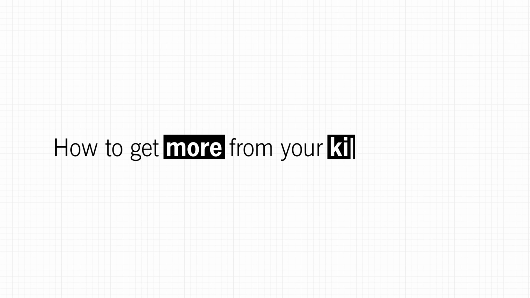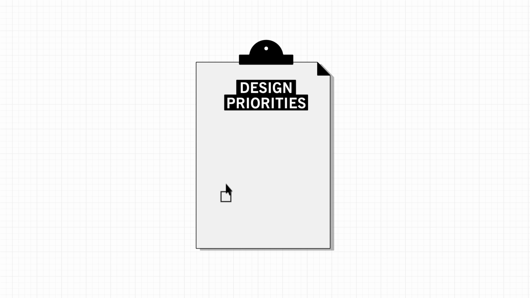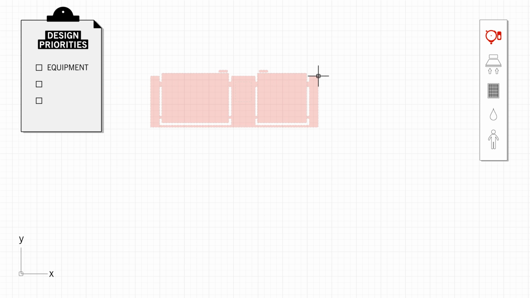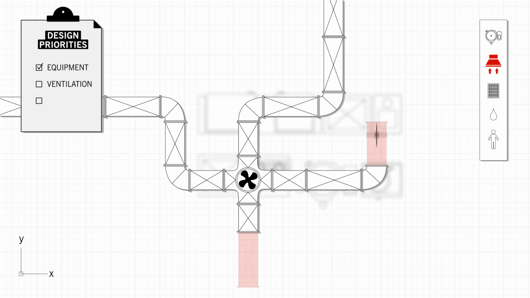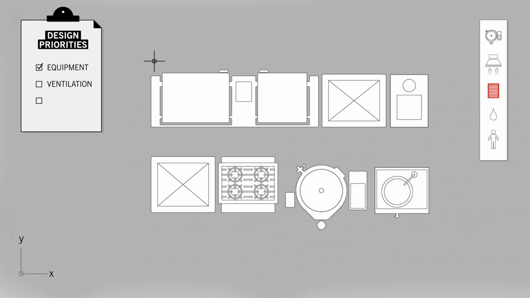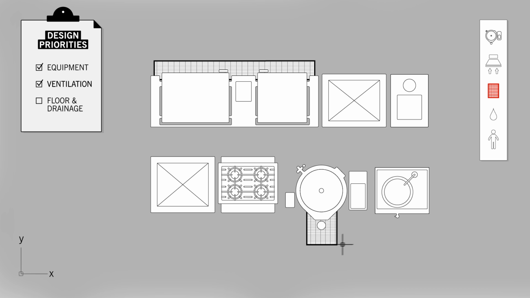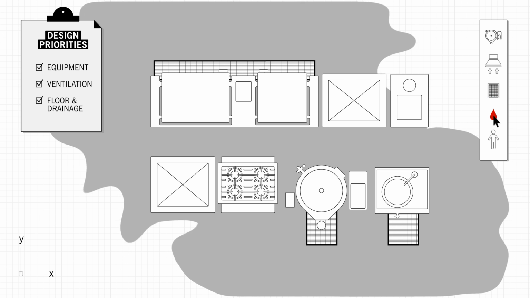How to get more from your kitchen floor. Well, when it comes to kitchen design priorities, every single piece of equipment has an impact on kitchen performance. Be it the cooking equipment, kitchen ventilation, or the kitchen floor with its drainage. The floor and its drainage are key elements of kitchen hygienic performance.